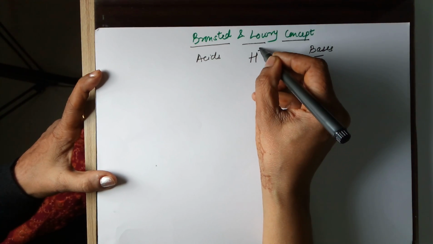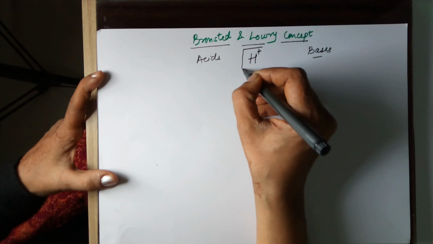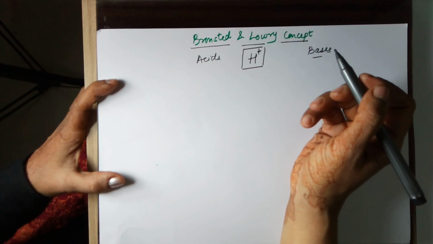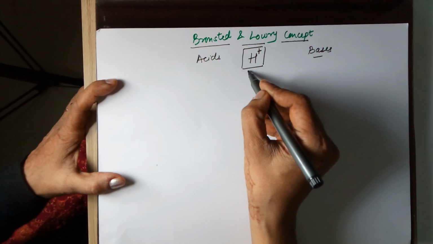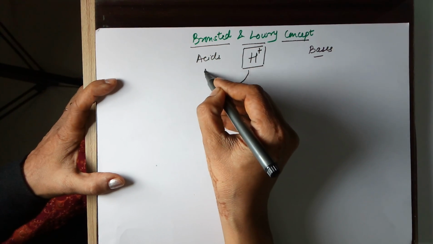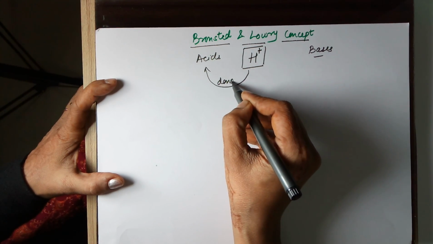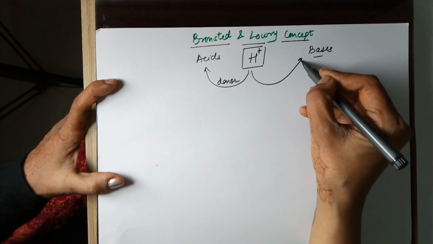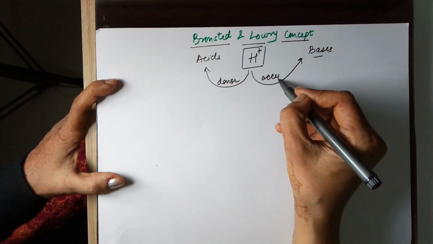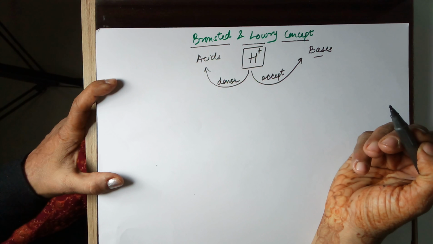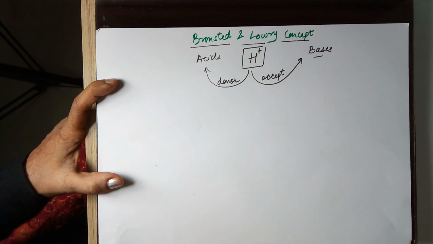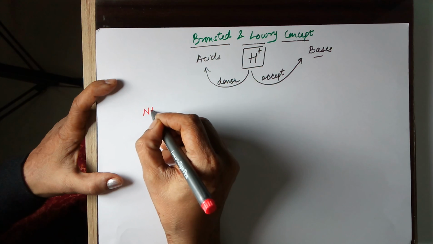The Bronsted and Lowry concept is a proton-oriented concept. Any identity which is capable of donating a proton, we call it an acid, whereas any identity which can accept a proton is called a base. To clarify this a little further, let me take an example.